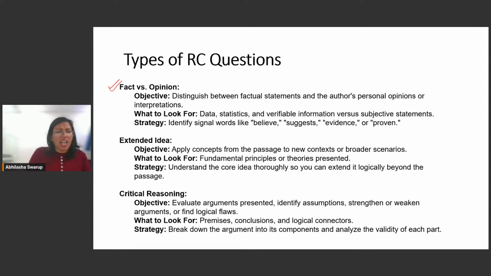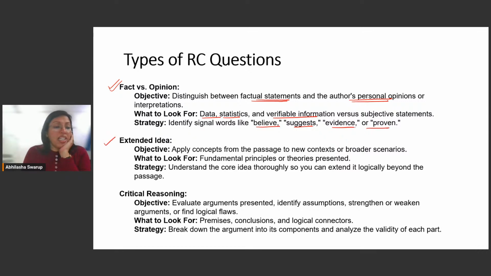Then the next type of question is the factual question or the opinion question. Sometimes they will ask you what the author's opinion is, or what the author has given you. So you can distinguish between factual statements and the author's opinions or interpretation. What do you look for? You look for data, stats, verifiable information, things that are mentioned in the passage. Signal words like believe, suggest, evidence, proven will help you answer these questions.